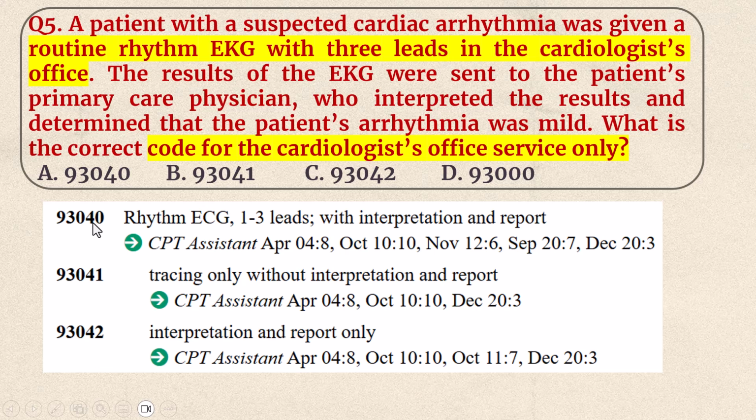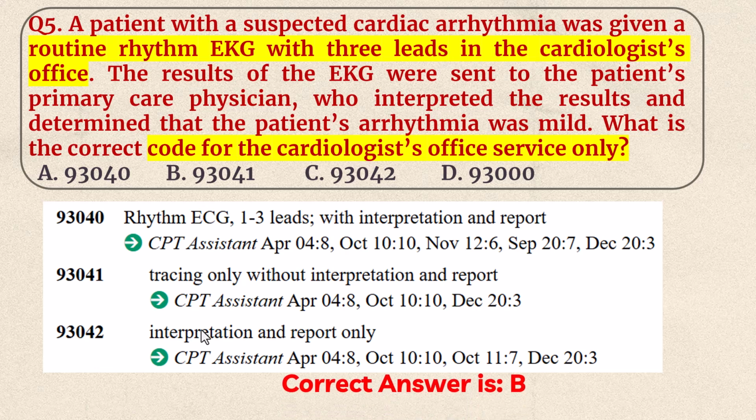So 93040 is rhythm ECG, 1 to 3 leads with interpretation and report. But here the interpretation and report part is not asked for in the question. 93041 is tracing only without interpretation and report. So this is the correct answer because the cardiologist office only did the tracing part. The interpretation and reporting was done by the primary care physician. If you take the other code, 93042 is interpretation and report only. This part is done by the primary care physician. So for this question, the correct answer will be answer B.